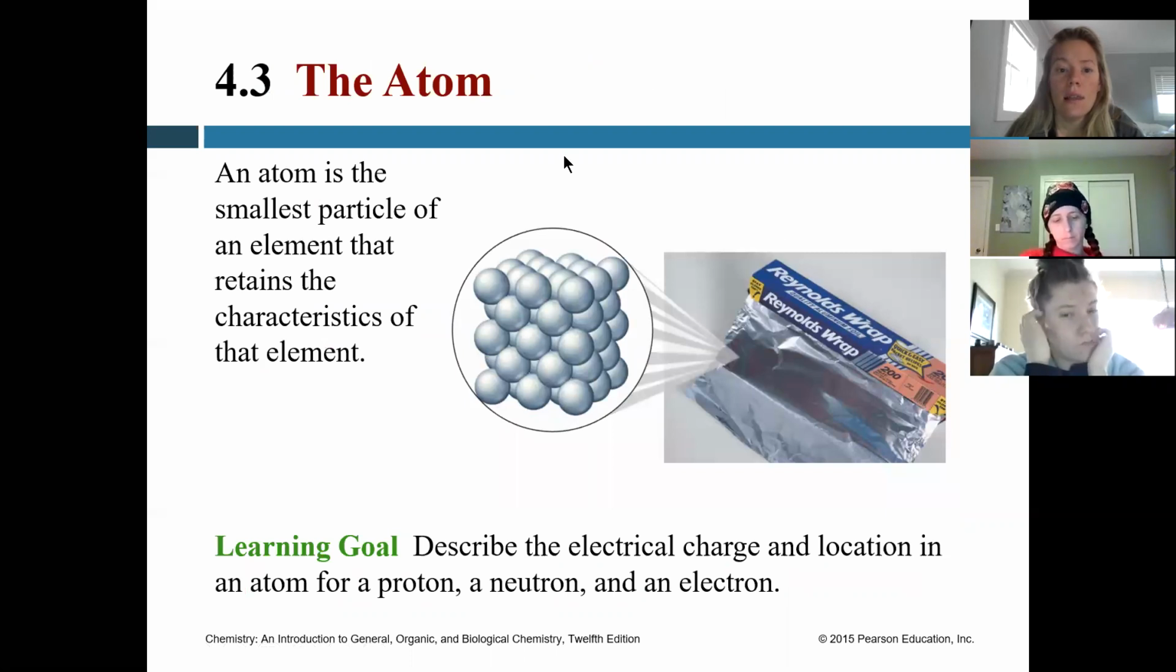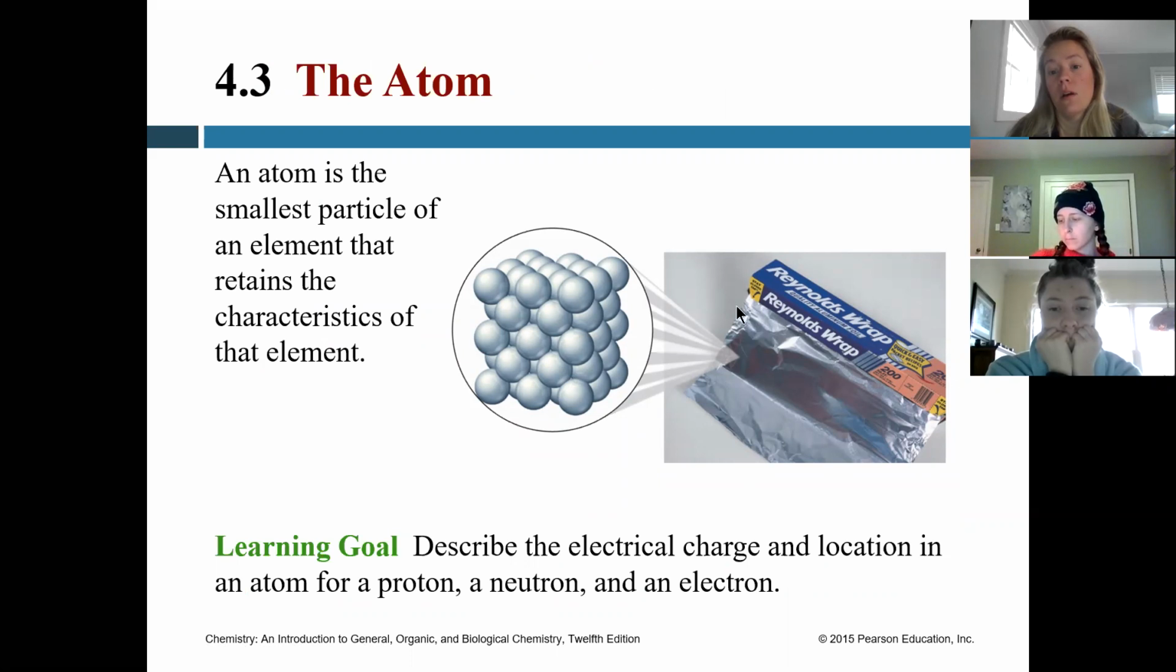So now that we have a little bit of a better working knowledge of how the periodic chart is set up, each one of those boxes is representing a different element. The most fundamental thing of an element is an atom. So if I've got this aluminum foil here and I zoom into a little section, you can see what appear to be little balls of an aluminum atom. An atom is the smallest particle of any element that still retains the characteristics of the element.